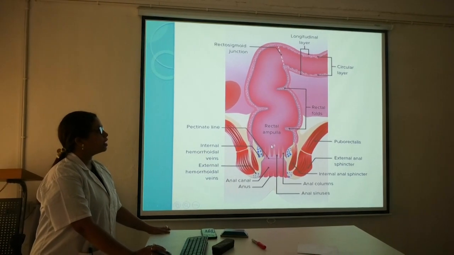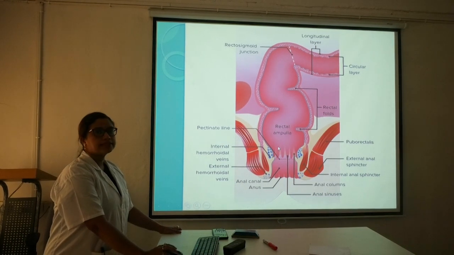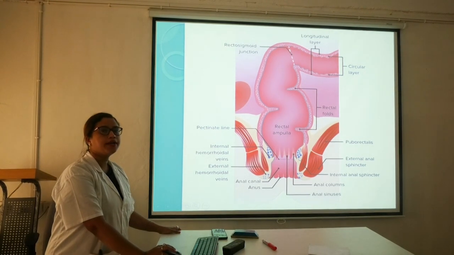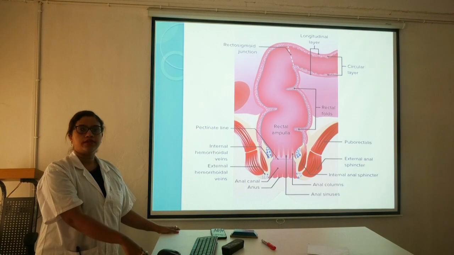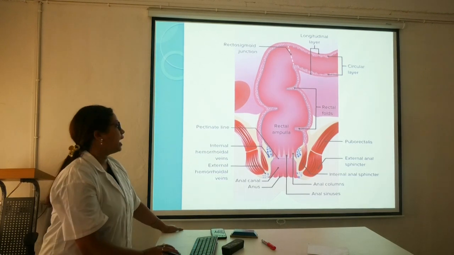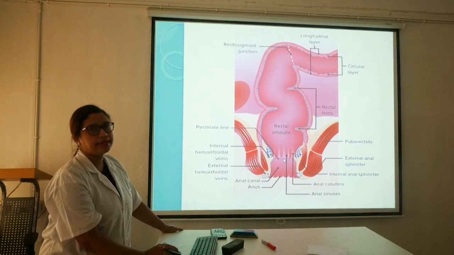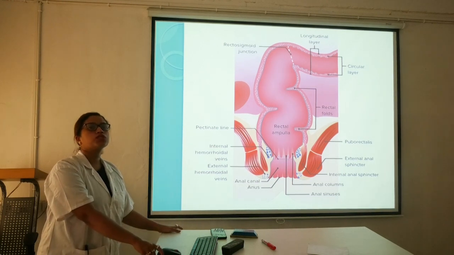Now see this structure very carefully. How many lines are there? The whole anal canal is divided into the superior two-third and inferior one-third. In between them it is differentiated by what is known as the pectinate line. But again you will get another line that is known as the white line.